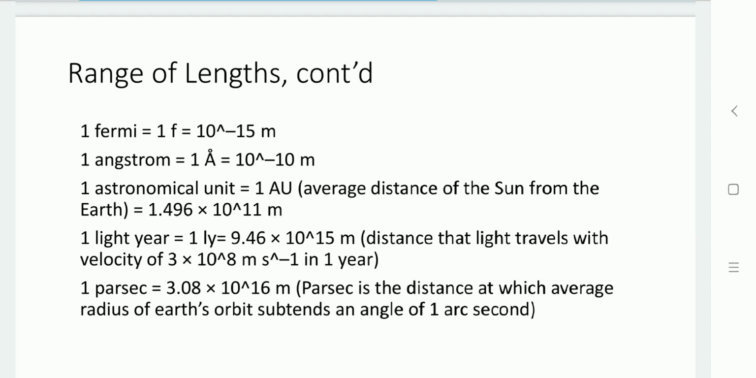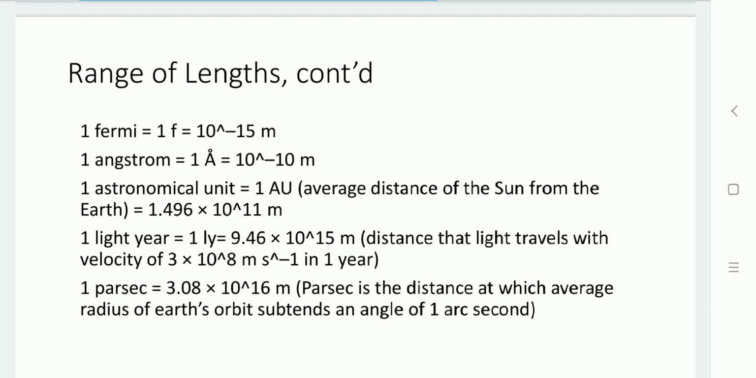The larger unit to measure the distance between planets, which we can use, is the astronomical unit, 1 AU, which is equal to 1.496 into 10 raised to 11 meter.